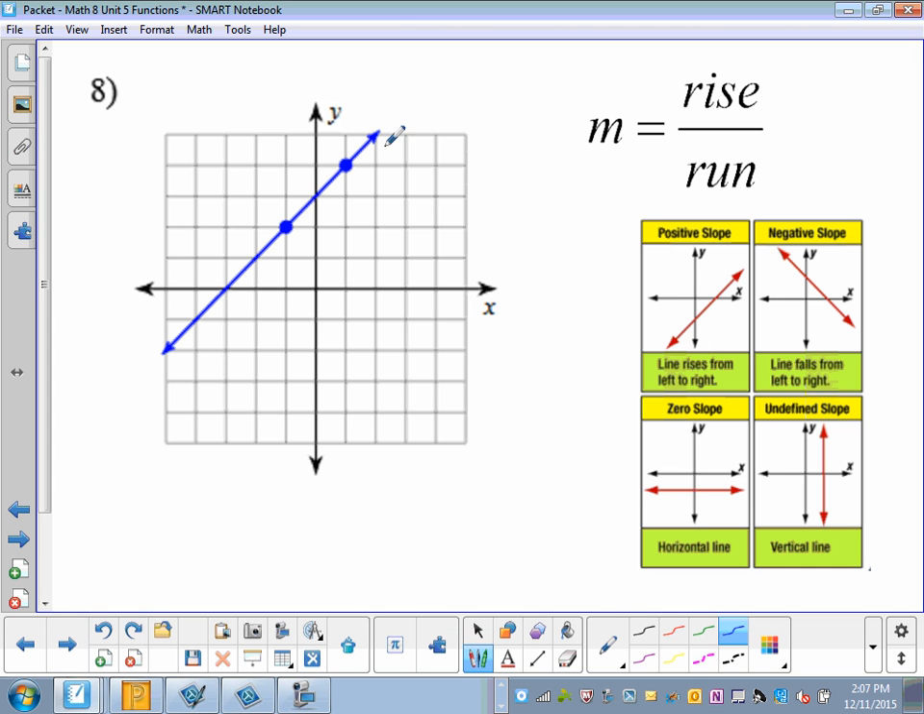Number 8, again, is a graph. We need to calculate the slope. The rise over run is what we use with a graph, from this point to that point. First we determine whether we're going to have a positive, negative, zero, or undefined slope. From the left to the right, we go up. So we're rising, so that's a positive slope. And from one point to the other, we rise 2 and run 2. So we have a slope of 2 over 2, or 1.